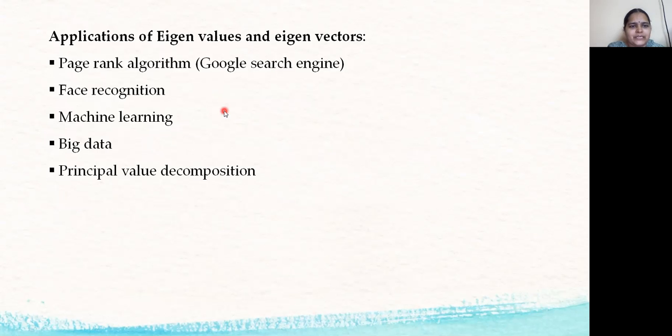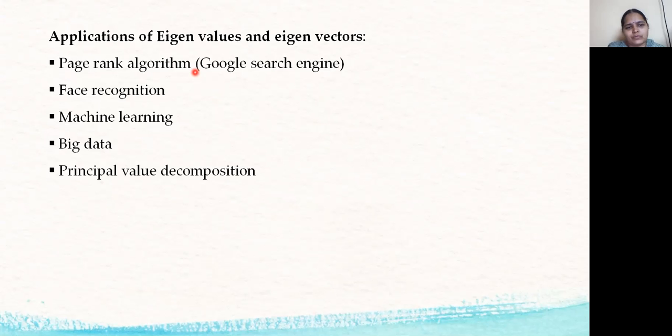Now, applications of eigenvalue and eigenvector. Here we have wide usage of eigenvalues and eigenvectors in our daily life. First, we always search for any word or anything. We always choose Google every day.